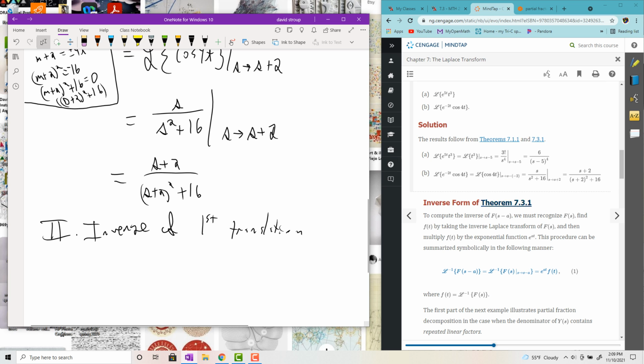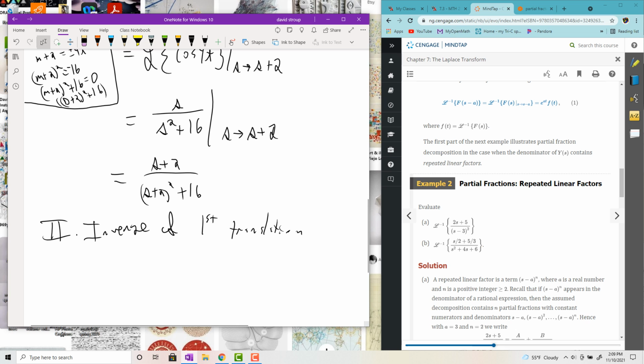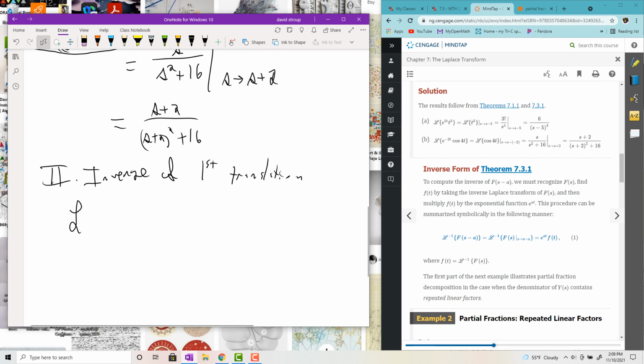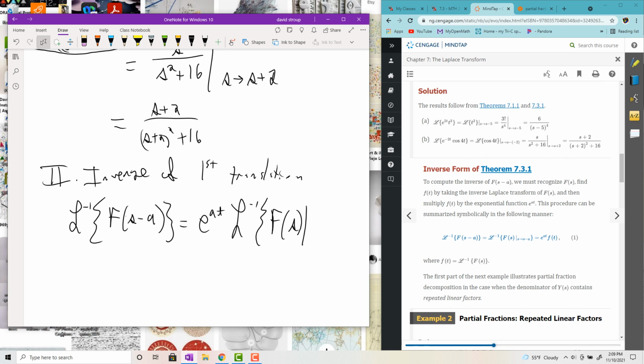It may be easier just to show you an example, but the examples are kind of nasty. So I'll just give you the theorem. So you have Laplace inverse of some expression that you could tell has been translated. So what you'll do is kind of kick out an e to the at, and then consider the Laplace inverse of that thing shifted over. Okay, so just F of s would have been replaced by s minus a here.